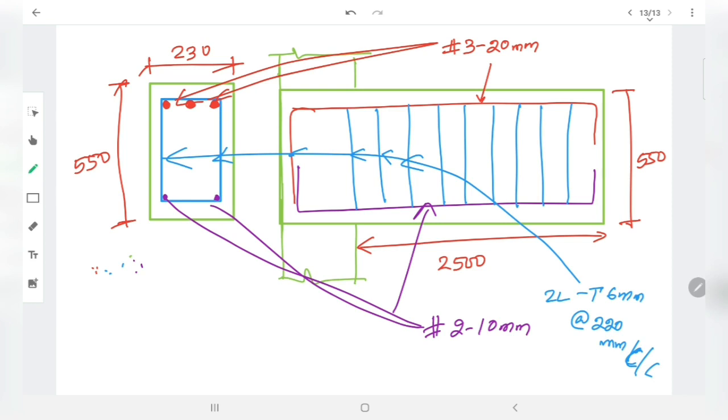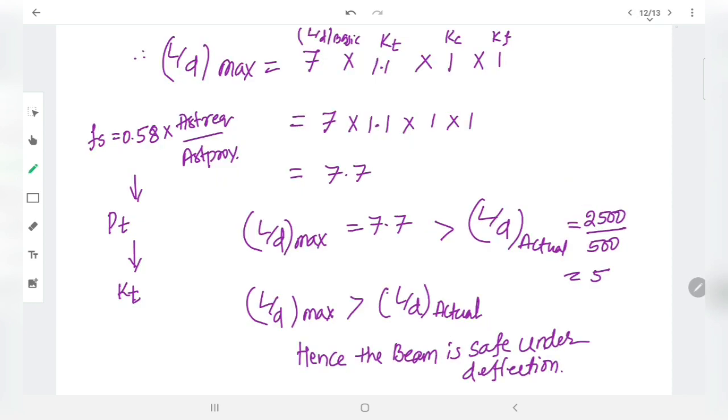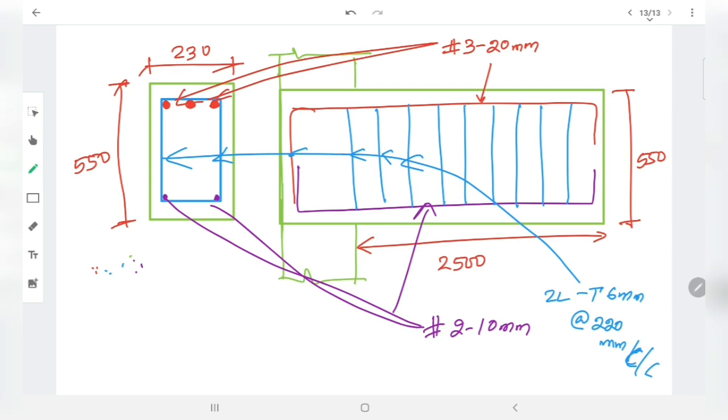In this way we will be designing the cantilever beam. The problem statement was need to design a 2.5 meter span cantilever beam subjected to UDL or the live load. So we found moment as well as shear. To resist moment we have provided the reinforcements, longitudinal reinforcement, and to resist the shear we have provided the stirrups. So in this way we will be designing the cantilever beam subjected to UDL. Thank you.